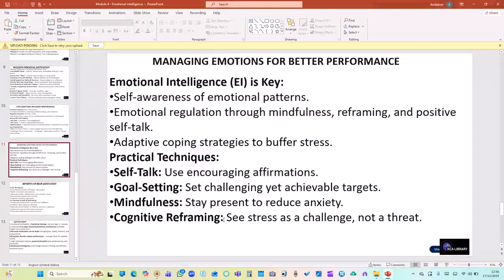Then the practical techniques include self-talk, use encouraging affirmations. Then goal setting, always make sure you set a goal that you want to actualize. Then mindfulness, stay present and focused, reduce anxiety. Cognitive reframing, see stress as a challenge, not a threat. So these are some of the practical techniques to improve performance.